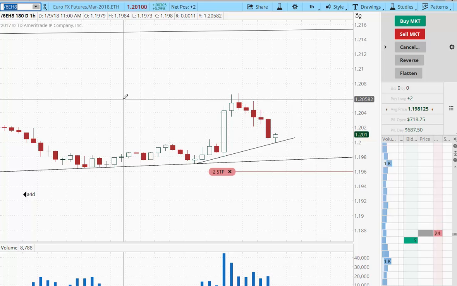Okay, so remember those important rules. You can use them now. Don't go home with a losing trade, and label your charts.